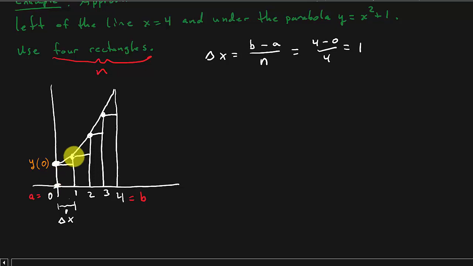Now what about this height? Well, I would plug the 1 into here. So this height right here would be y of 1. This height right here would be y of 2. See, we would plug the 2 in. And then this height right here would be y of 3.